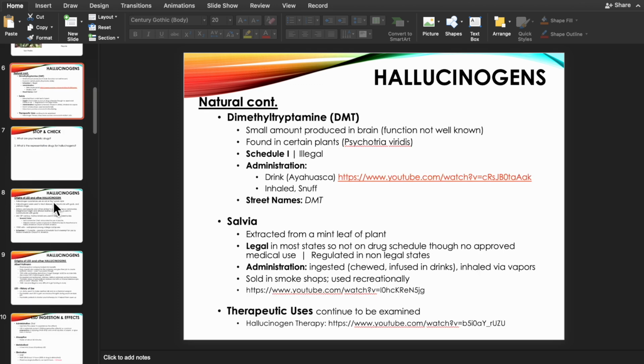Then we have dimethyltryptamine, which is DMT, and salvia. Again, these are both extracted from plants, which is why they are natural. They're both Schedule 1. The last I checked, the plant Psychotria viridis is not illegal to own, but it's illegal to own the seed because the seed contains DMT. So if you own this plant, make sure the seeds don't fall off.